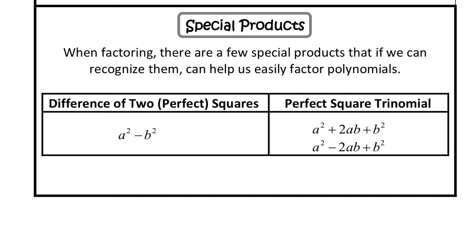Okay, so talking about products, there are some special situations for products when factoring. There are a few special products that, if we can recognize them, can help us easily factor polynomials. So it'll benefit us in that there's kind of a formula to solve for them, or some sort of formation. The two special products are called difference of two squares, two perfect squares, which is a squared minus b squared. This is in symbolic form. And then we have the perfect square trinomial. There are two perfect square trinomials that we're going to look at.